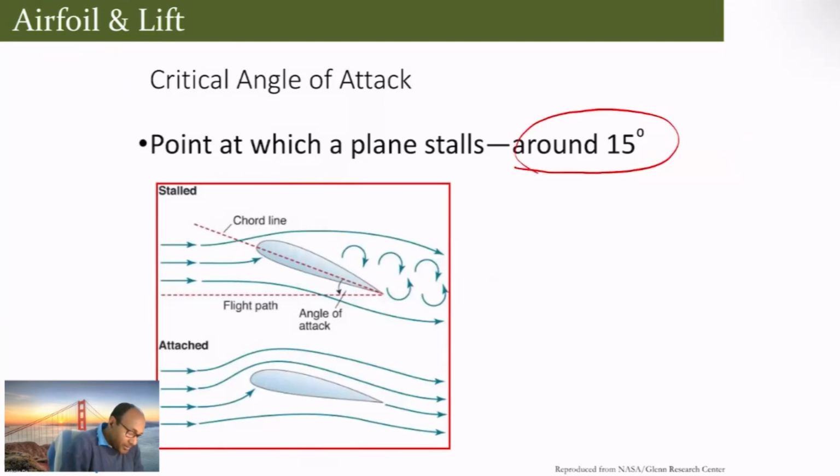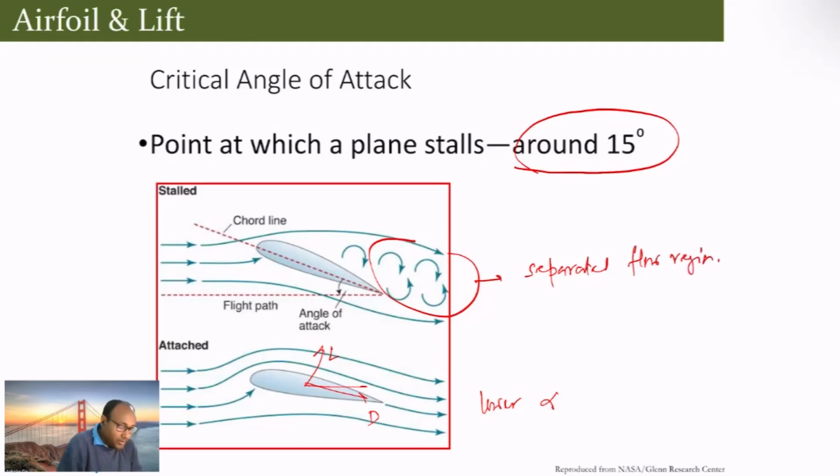What you can see is that at lower alpha, or angle of attack, the flow remains attached so nicely. You get lift, you have drag. But as soon as you increase the angle of attack, you see the flow like that. This is the separated flow region. The more separated flow region you have, obviously your lift decreases, because lift is primarily delta P between the upper surface and the lower surface.